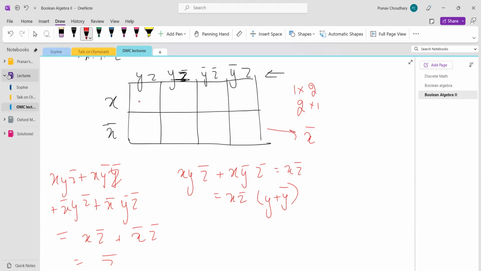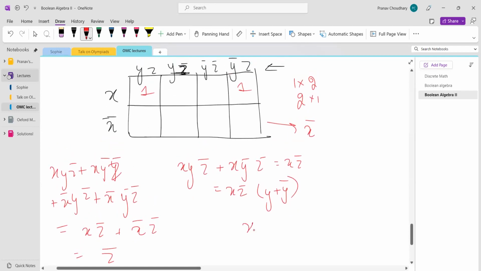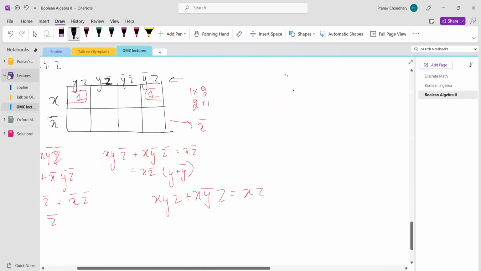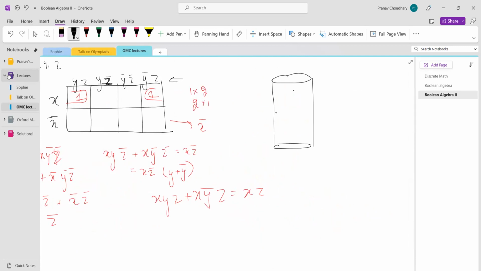But we see that these two can be adjacent, which are good. These two are good. These two are good. What about if you have a 1 in these 2 squares? You can combine those two as well because this will be XYZ plus XY conjugate Z. So this will be XZ. It helps in minimizing. So this adjacency is also defined, by the way. A better visualization of this is to consider a cylinder. Just roll this thing.